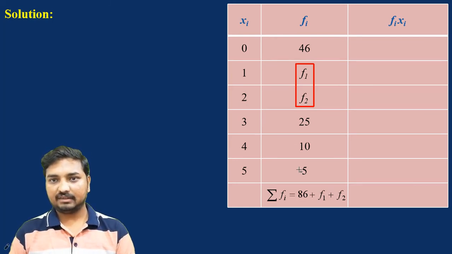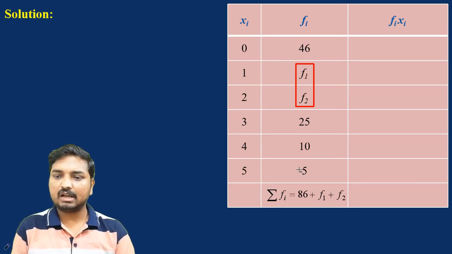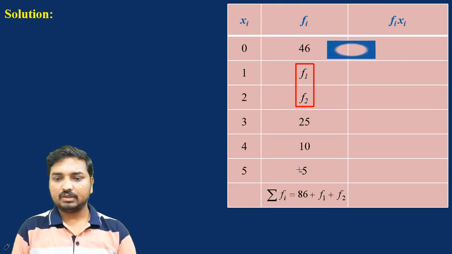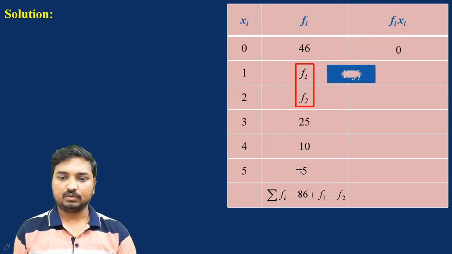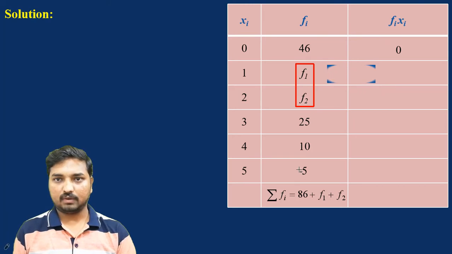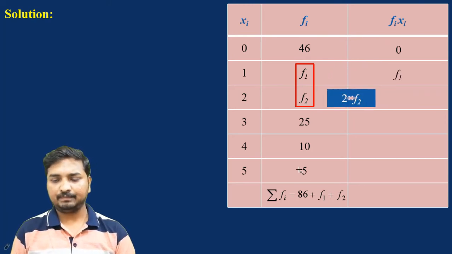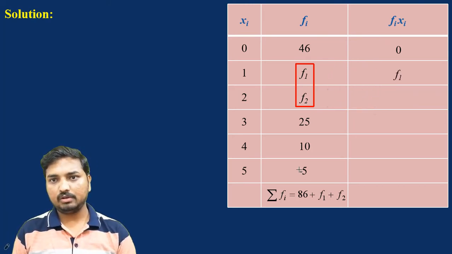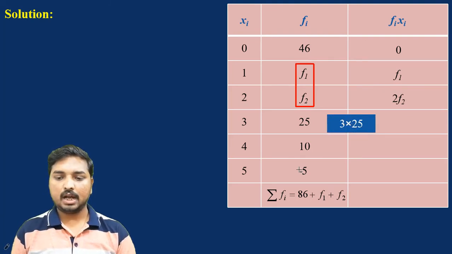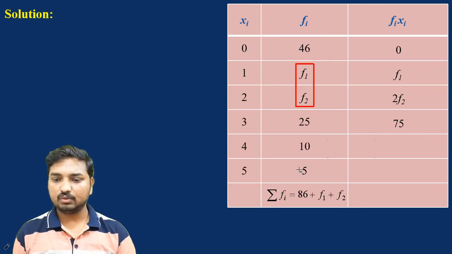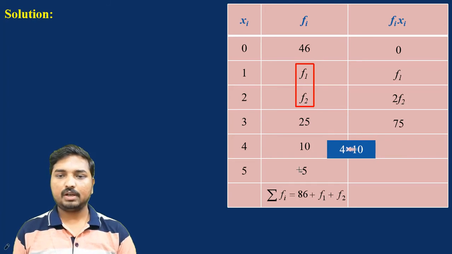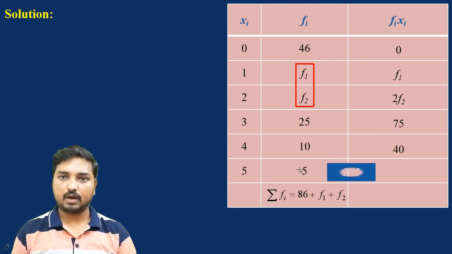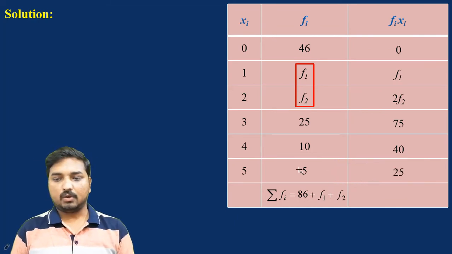So what is the next step? The next step is very simple, just multiplication Fi into Xi. The first one, 0 into 46, is always 0. The second one, 1 into F1, becomes F1. The third one, 2 into F2, becomes 2F2. The next one, 3 into 25, is 75. 4 into 10 becomes 40. And the last one, 5 into 5, becomes 25.